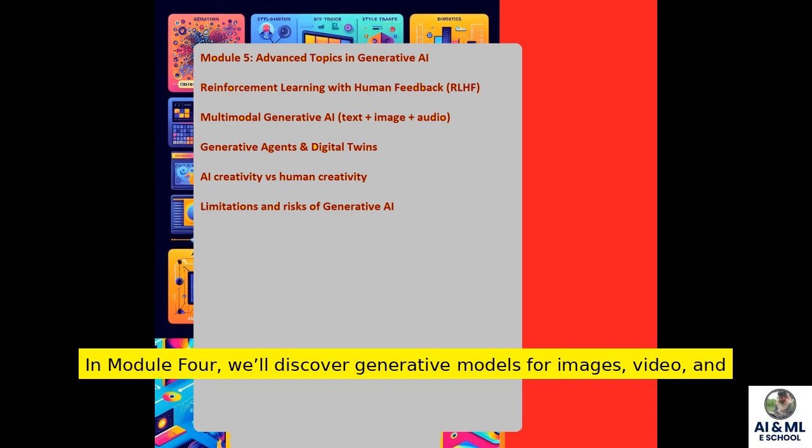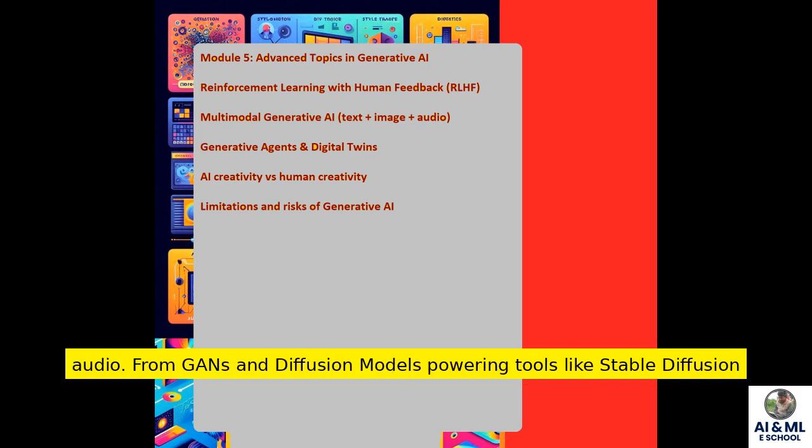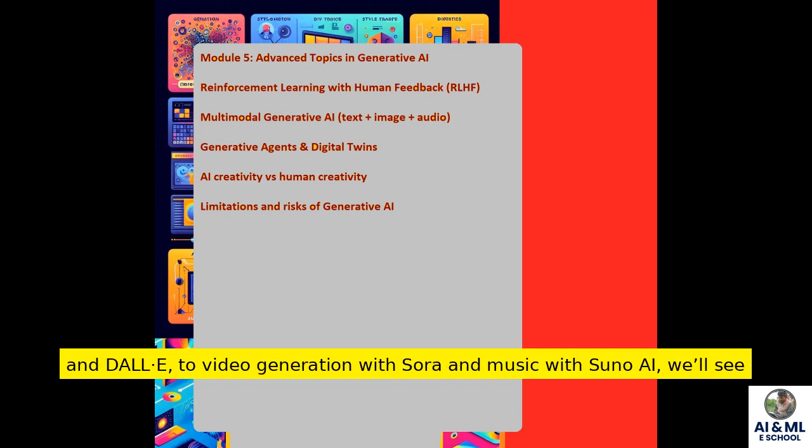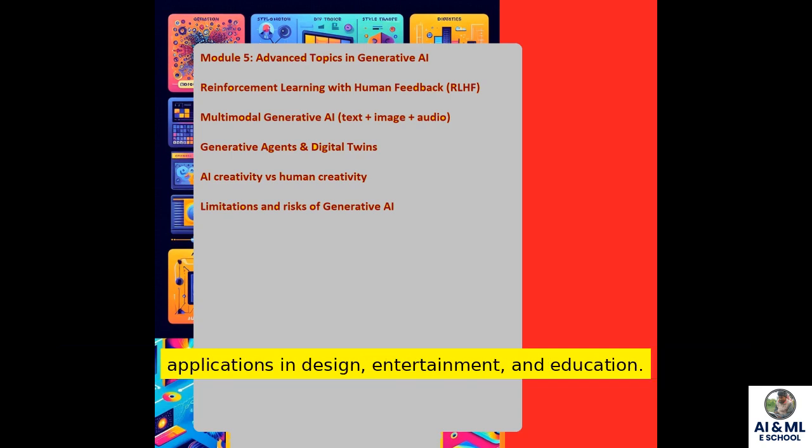In Module 4, we'll discover generative models for images, video, and audio, from GANs and diffusion models powering tools like Stable Diffusion and DALL-E, to video generation with Sora and music with Suno AI. We'll see applications in design, entertainment, and education.